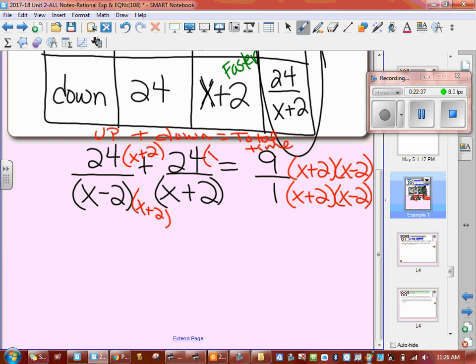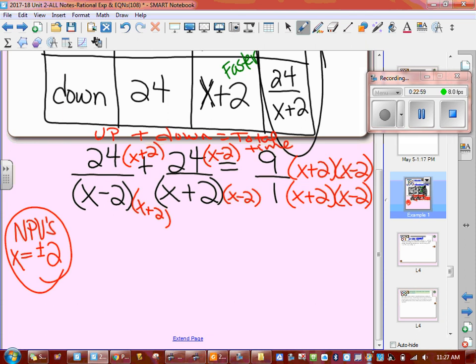Now we do our non-permissibles. Before we can erase our bottom, we must do our non-permissibles. So our non-permissible values, x cannot be what? Plus and minus 2. Good. All right. Now we need to get rid of our bottom. It is 100% gone. Now we're back to just the top. We need to multiply into the brackets. So I'm just going to write it a little bit neater for us.